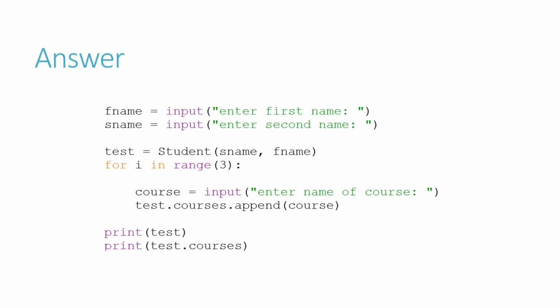So here is the main program. You already saw the class definition on the previous slide. So you enter a first name and a second name, create a student with first name and surname as parameters, and then loop 3 times, each time entering a course and appending it to the course list, and then we're printing it out and also printing the list of courses.